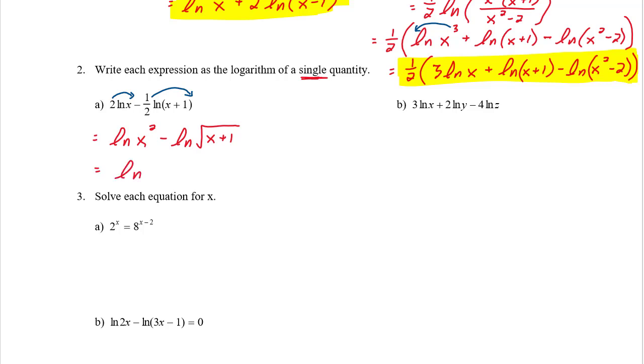And since there's subtraction in between, I should be able to turn this into a quotient where x squared is being divided by that square root of x plus 1. And there we have it.